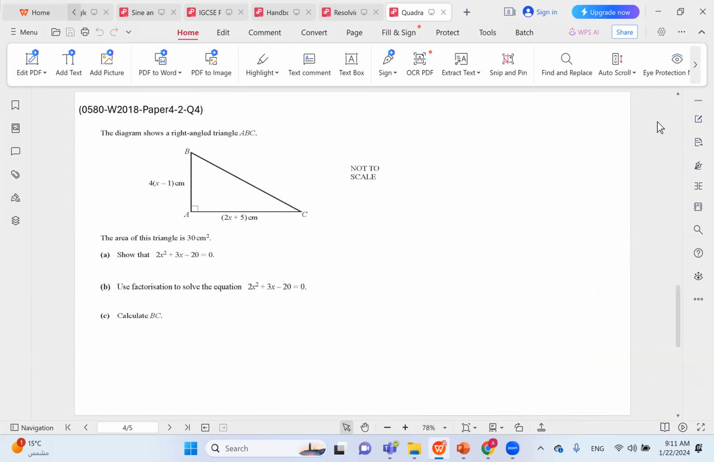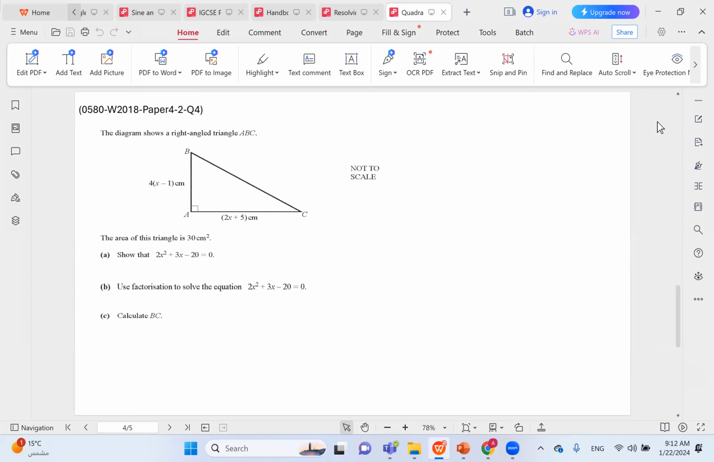Question B says use factorization to solve the equation 2x squared plus 3x minus 20 equals 0. So this particular question is good to remember that knowing, for example, the quadratic formula doesn't really save you from factorization. If you don't like factorization, you just need to practice, but you can't avoid it and just assume that you can use the quadratic formula instead, simply because they might get a question where they say use factorization. So you're just stuck with it here.